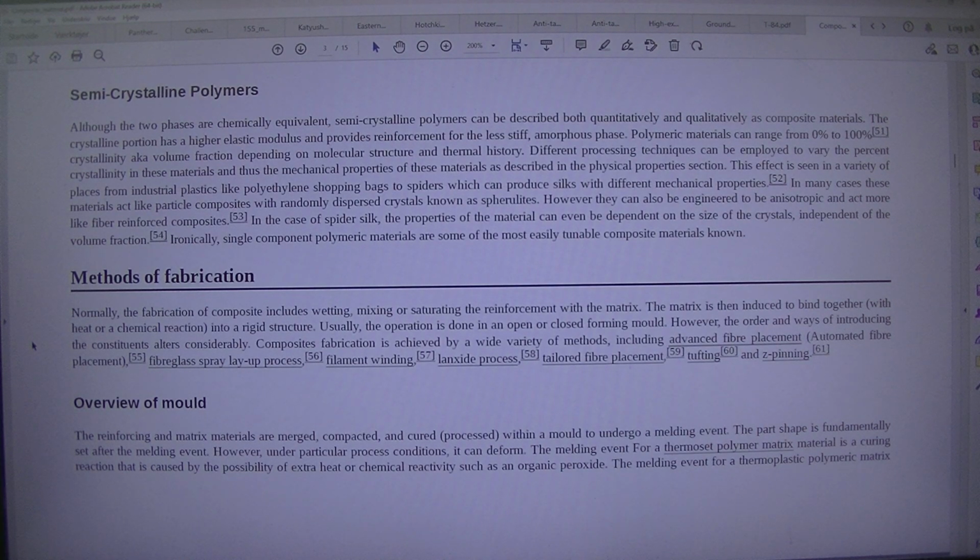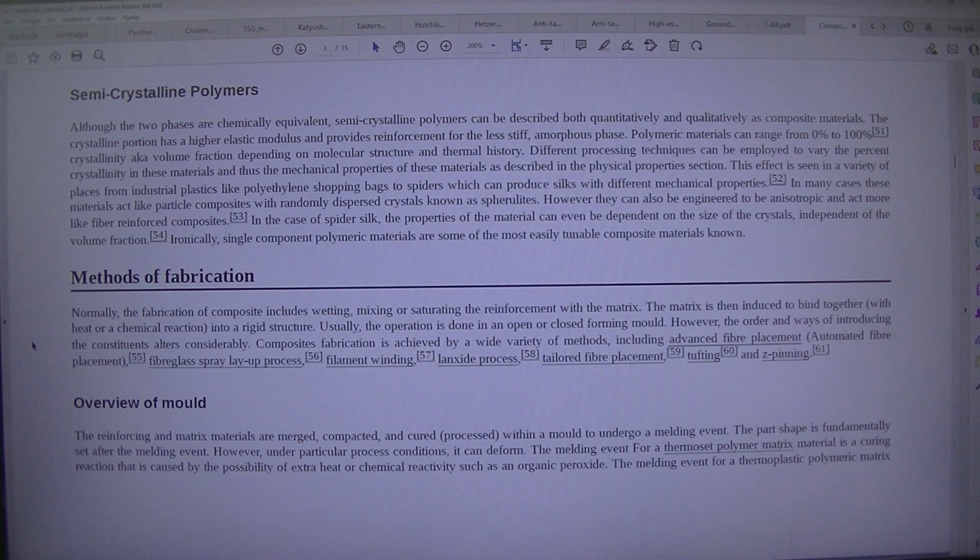Overview of mold. The reinforcing and matrix materials are merged, compacted, and cured, processed, within a mold to undergo a melding event. The part shape is fundamentalized after the melding event. However, under particular process conditions, it can deform.